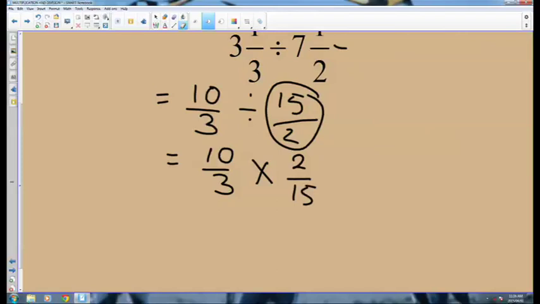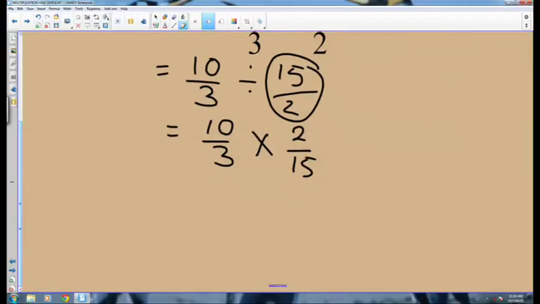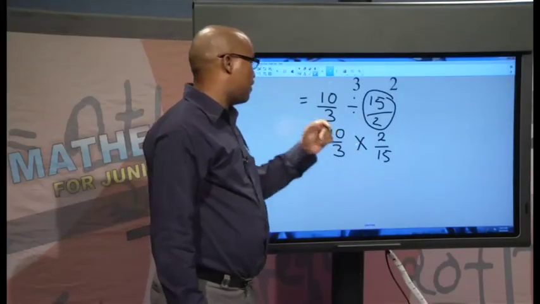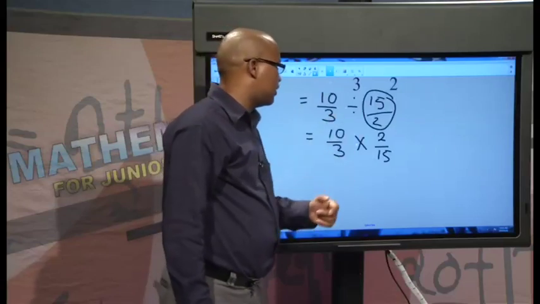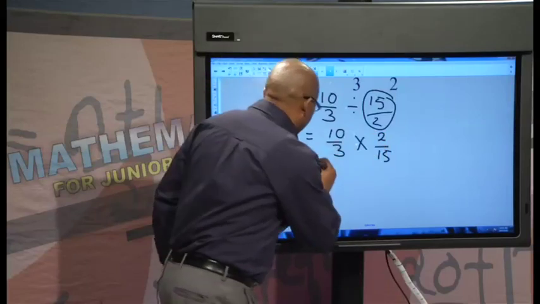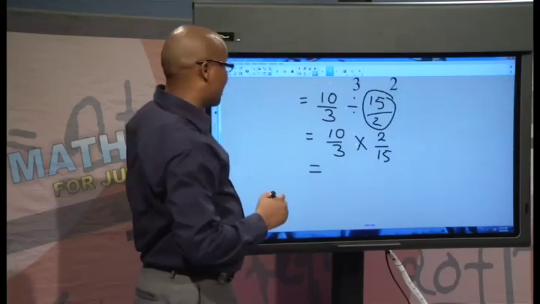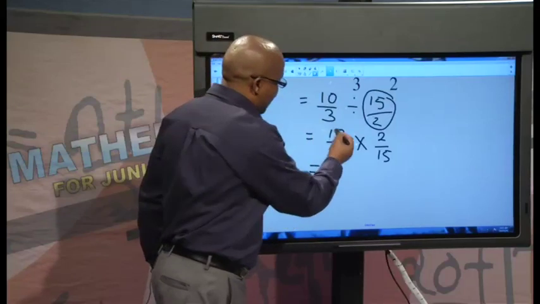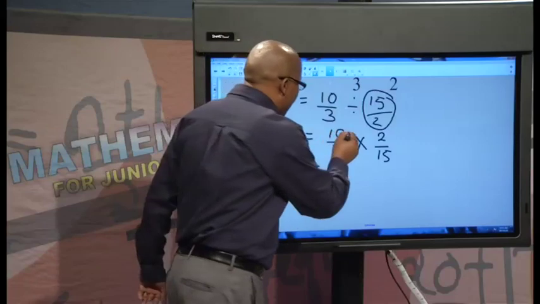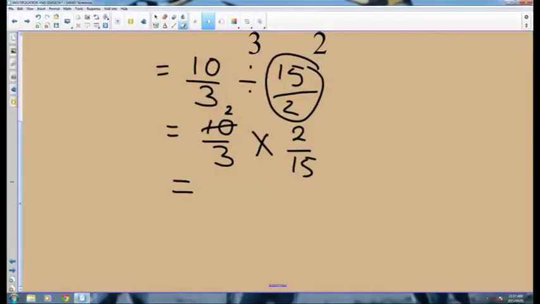It's 10/3 times 2/15. And then check, is there a factor which can go into either of your numerator and denominator? 10 and 15. Do you have a factor which can go into 10 and 15? Check. Do you have a factor which can go into 2 and 3? Now, upon checking, we realize that there is a factor which can go into 10 and 15. And that factor is 5. Then we'll say 5 into 10 is 2. And then 5 into 15 is 3.